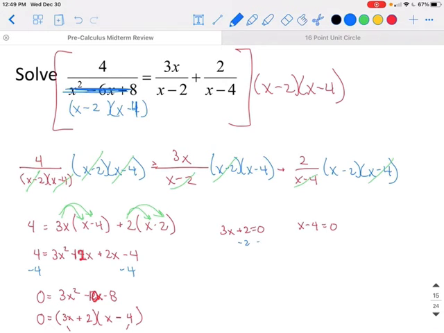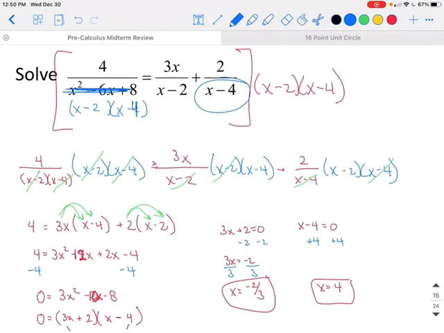If we solve for x, we're going to get that x equals negative 2/3, or x is equal to 4. But if we look back at the original problem, in one of our denominators, we have x minus 4 as a denominator. If we were to plug in a 4, 4 minus 4 gives us a 0. You cannot have a 0 as a denominator, so the only answer that works is a negative 2/3.